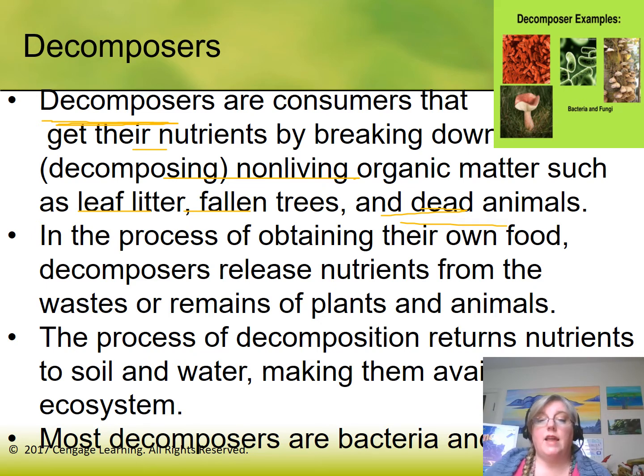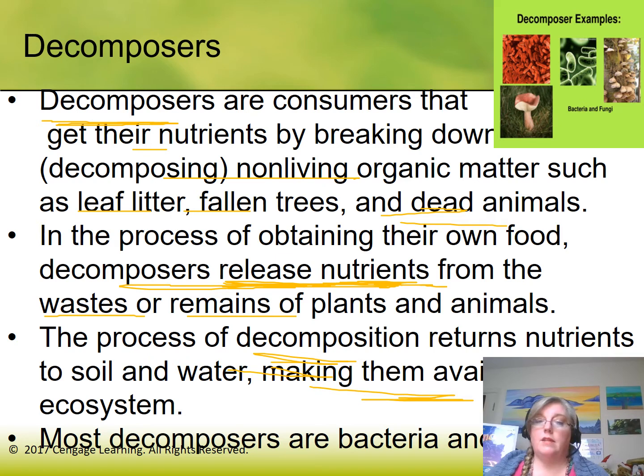So they're going to break it down and get the nutrients out of it. In the process of attaining their own food, they release the nutrients from the waste and the remains of the plants and animals. This is the important part that makes them a decomposer, this releasing of the nutrients. Okay, so in the process of decomposition, those nutrients are now available to the next generations in the ecosystem. So once the decomposers have done their job, the nutrients are available to the rest.